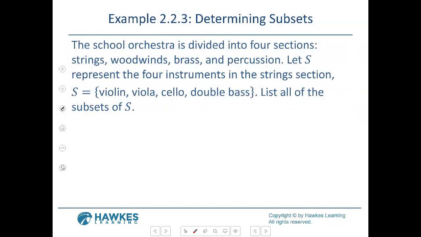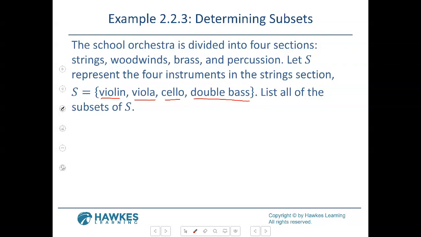I'm going to tell you this in words, and I'll explain more. All right, so the school orchestra is divided into 4 sections: the strings, woodwinds, brass, and percussion. Let S represent the 4 instruments in the string section. So we only look at the string section. You have violin, viola, cello, double bass. So that's 1, 2, 3, 4 items.